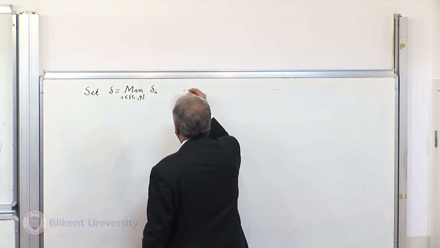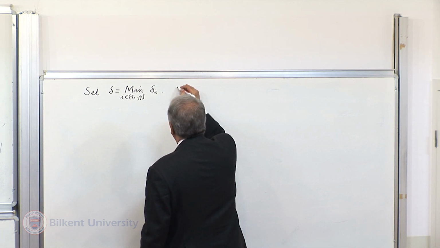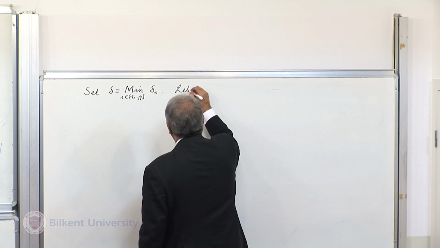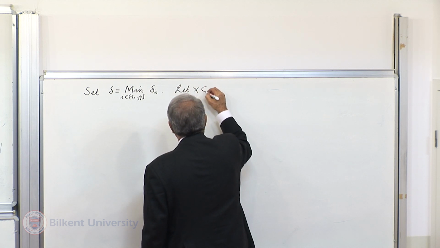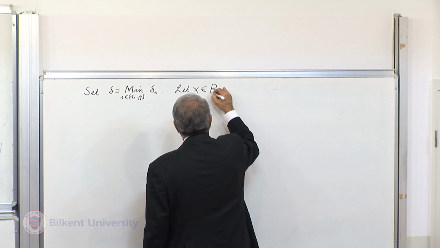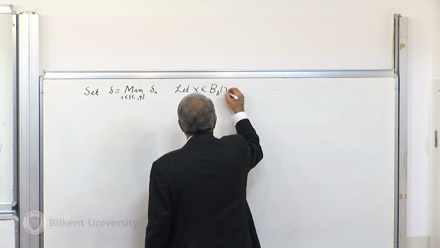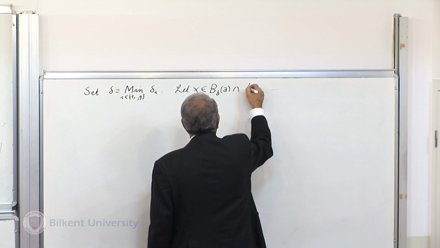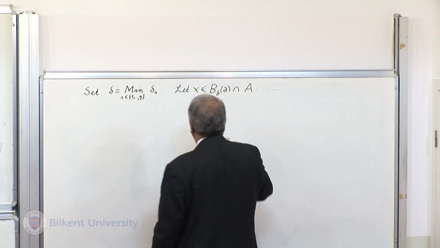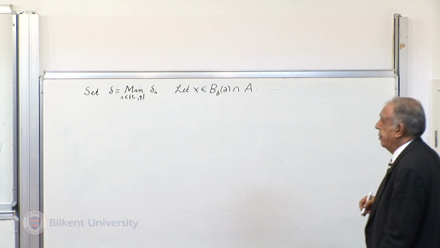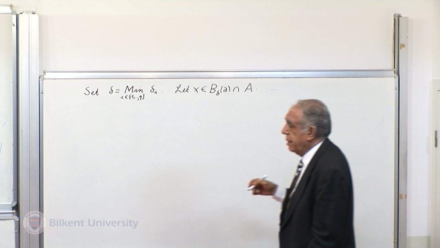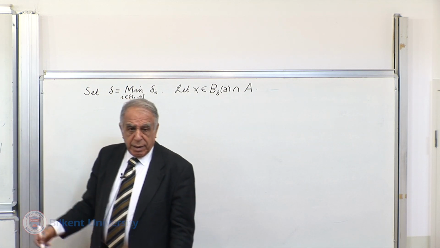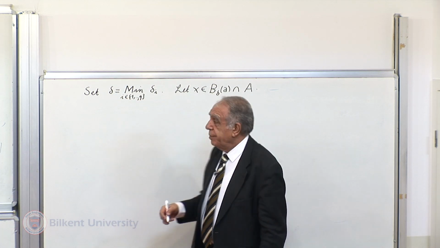Now, let x be in B delta of A intersection A. For this x, all these inequalities hold simultaneously.